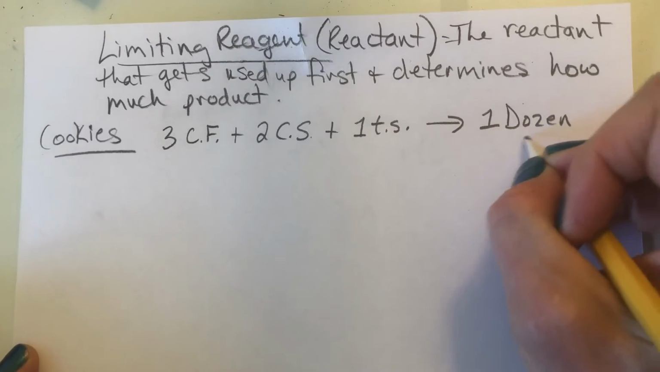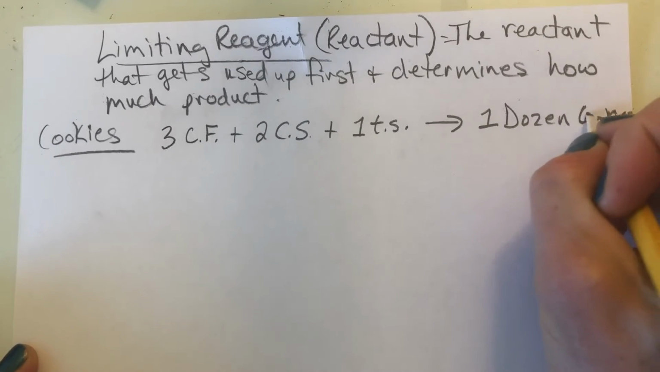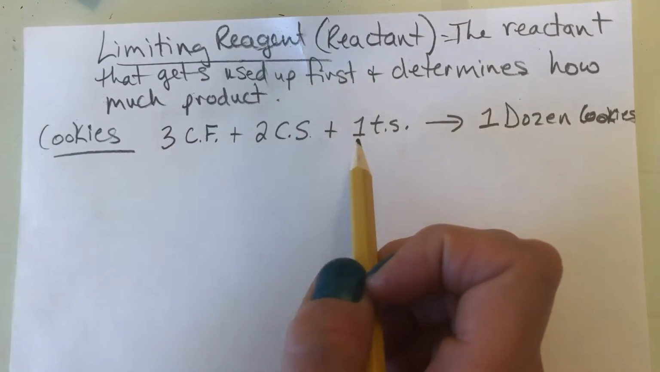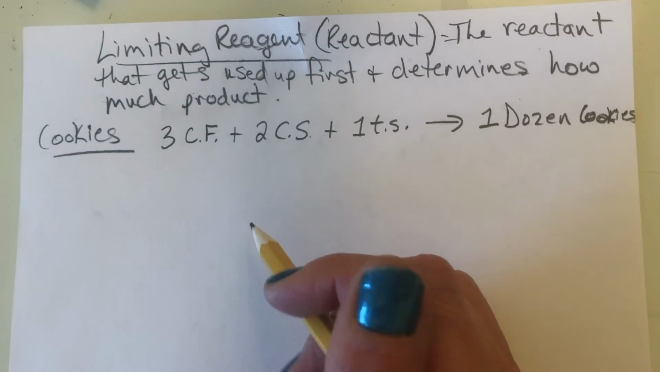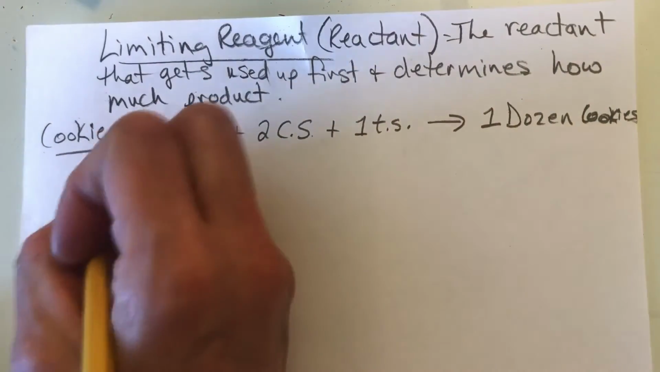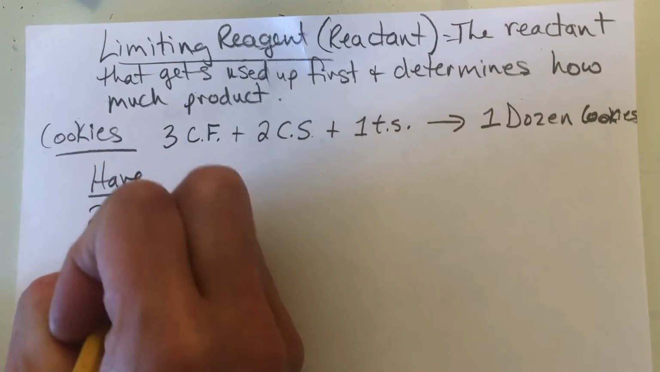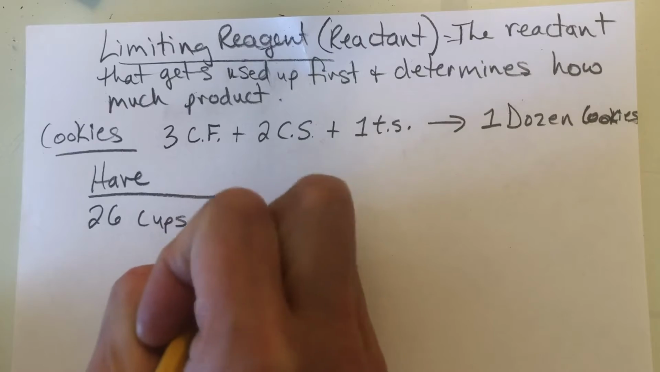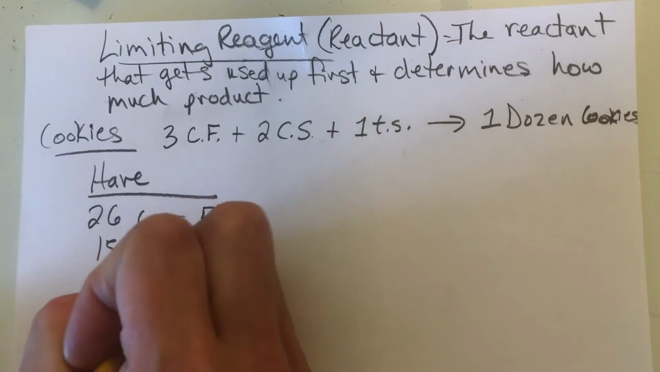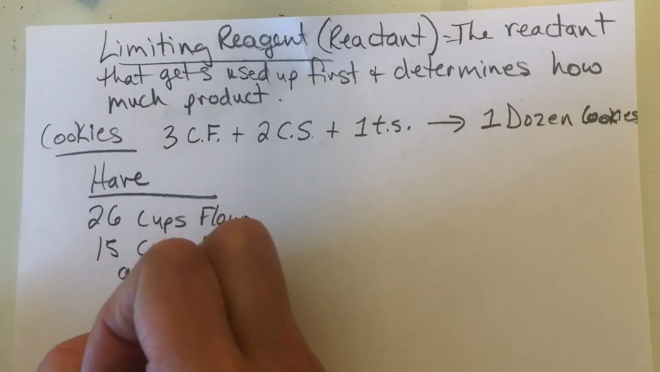And we want to make as many as we can, okay? That's the thing. And we want to see which ingredient we're going to run out of first, because that's the ingredient that's going to determine how many full regular cookies we're going to be able to make. Let's say we have 26 cups of flour and 15 cups of sugar and 9 teaspoons of salt.